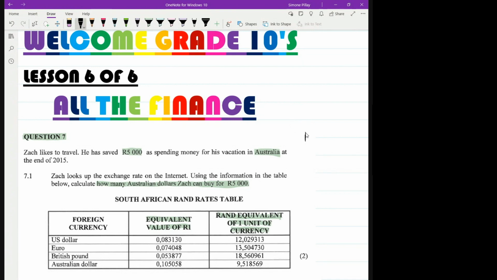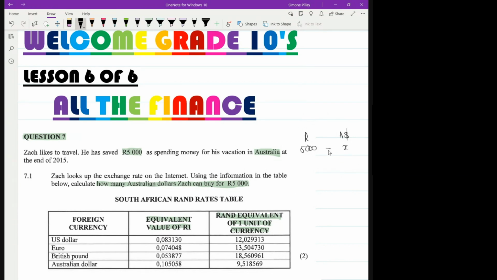So, first things first, he has Rands and he has the Australian dollar. I obviously do not know the currency symbol for the Australian dollar, but I'm just going to leave it at that. So you're going to set up 2 columns for your respective currencies. What I know is that he has 5,000 Rand, but I don't know how much that is in Australian dollars. So I've now set up my first little equation over here.